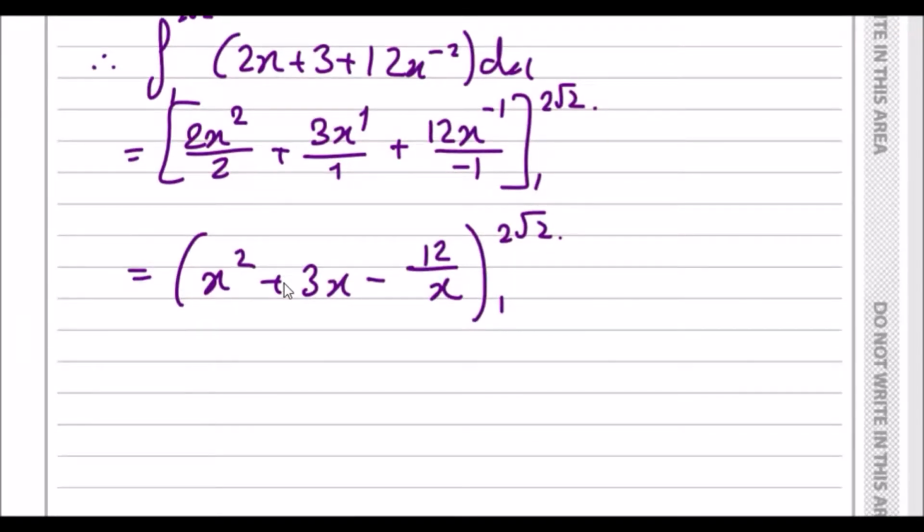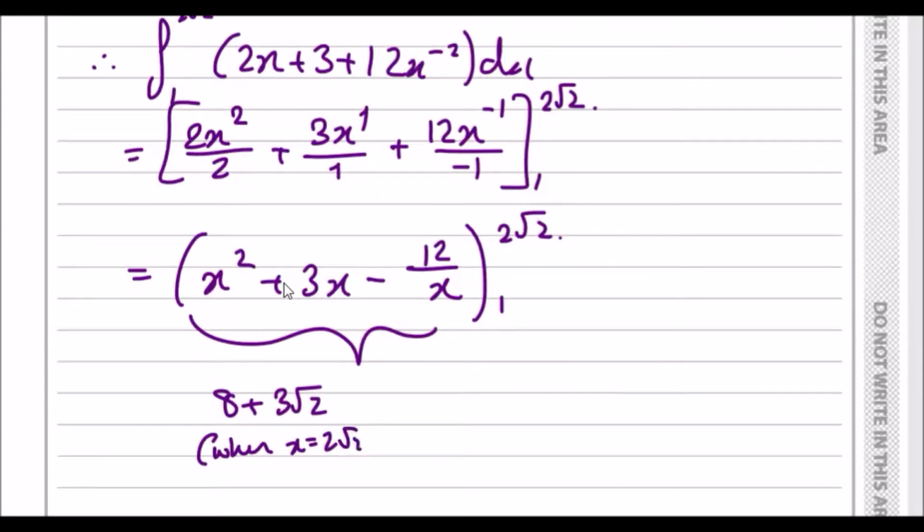Just to show in the exam, do it like this. You can say when x is 2 root 2, you should get answer squared plus 3 answer minus 12 answer. You should get firstly 8 plus 3 root 2. You can put it underneath, when x is 2 root 2. So always give a reason. And then the second one would be minus, and when you plug in 1, you're going to have 1 plus 3 minus 12. So you can get minus 8.